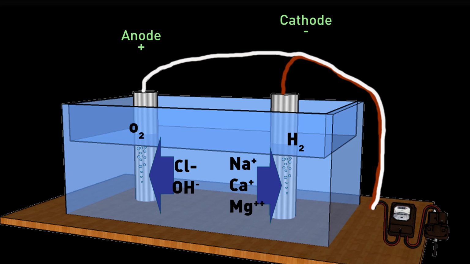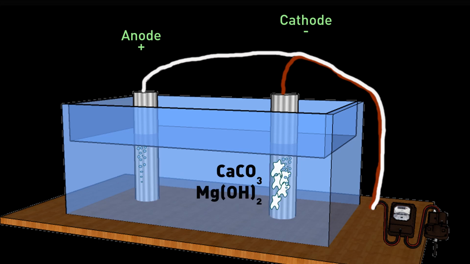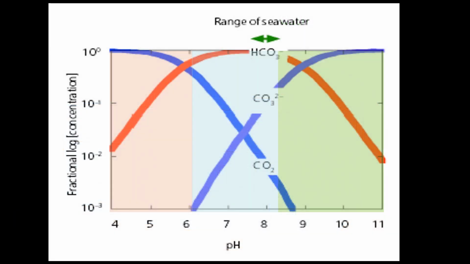As this process goes on, these start to accumulate onto the metal in the form of calcium carbonate and magnesium hydroxide. You really see this process going on as the pH of the water becomes more alkaline.